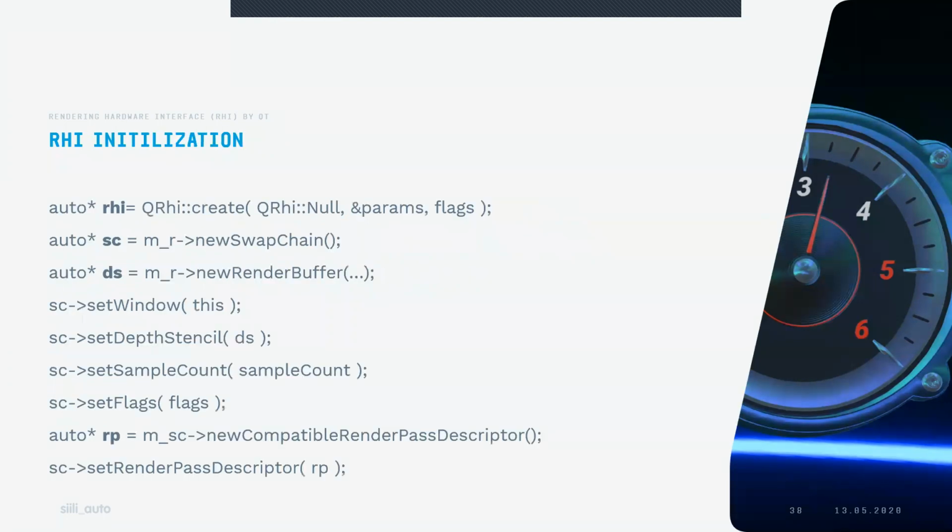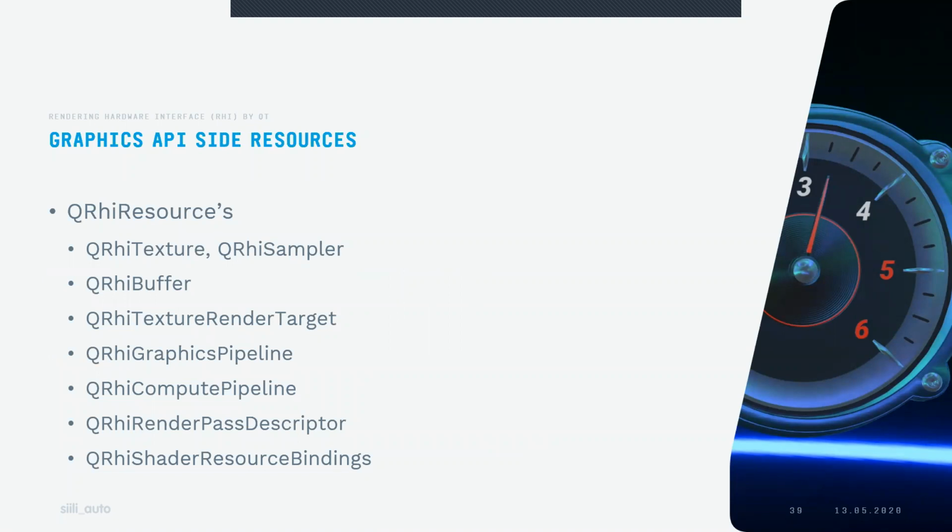And here is an example of the usage of RHI. If you're familiar with Vulkan, the naming might be similar, but the API is much simpler. After a few steps of initialization, you will end up with a few kinds of resources: a clear abstraction over resources, RHI texture, sampler, buffer, graphics pipeline, and so on.